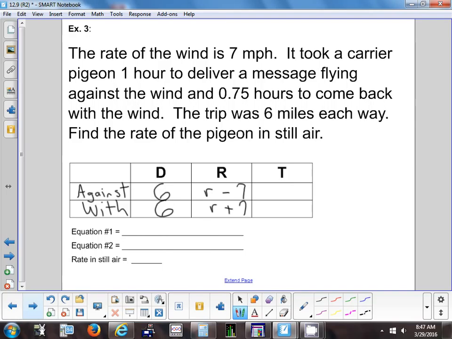How long does it take the carrier pigeon going against the wind? 1 hour, right? It took a carrier pigeon 1 hour to deliver a message flying against the wind, so I'm going to put 1 for against. Victor, how long does it take the carrier pigeon with the wind behind him?